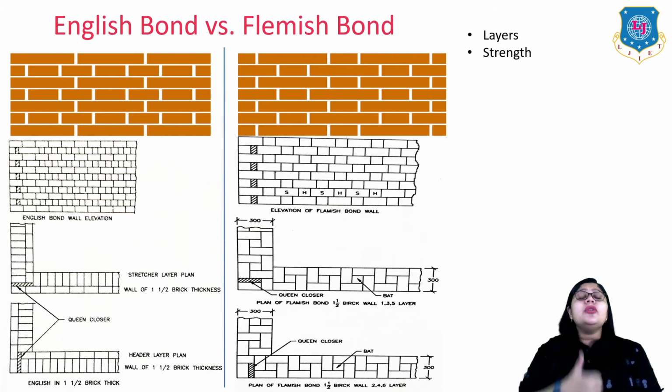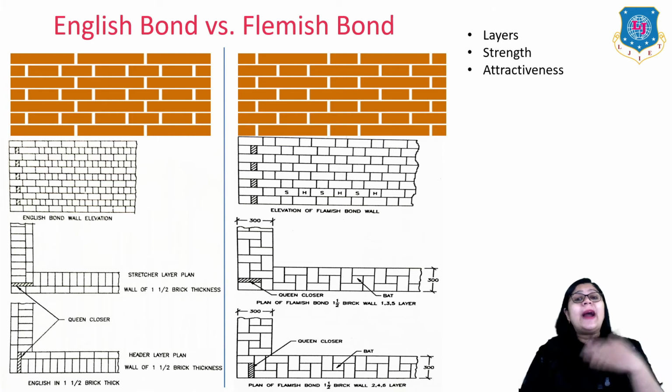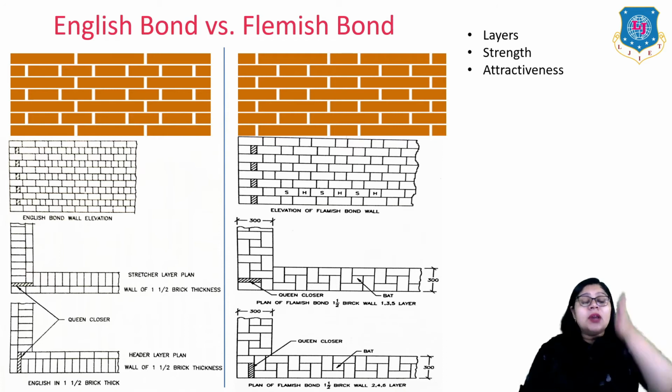Second, when I talk about strength, English bond has good strength compared to Flemish bond. But when I talk about attractiveness, Flemish bond is quite attractive compared to the English bond, because in the Flemish bond we can make both the face as well as the back of the wall attractive, having two types of it, right?